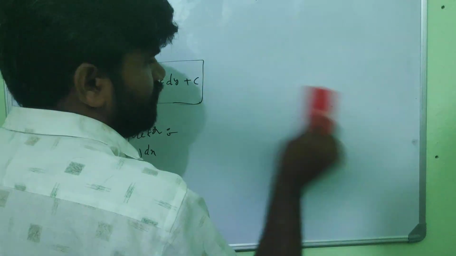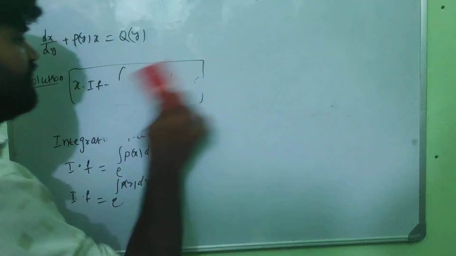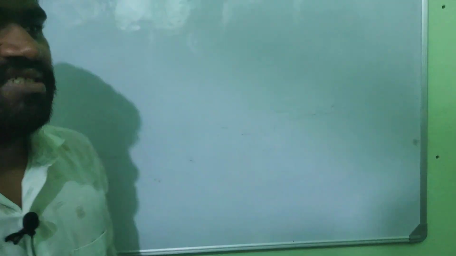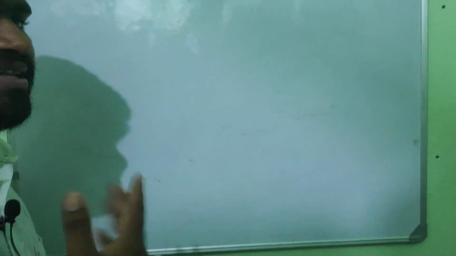So are you getting what I am saying? So what is a linear differential equation, which is of the form dy by dx plus p of x times y is equal to q of x, or dx upon dy plus p of y times x is equal to q of y, is called a linear differential equation, and their solutions are y times integrating factor is equal to integral q of x times integrating factor dx plus c. Now let us discuss some questions based on how to find the integrating factor.